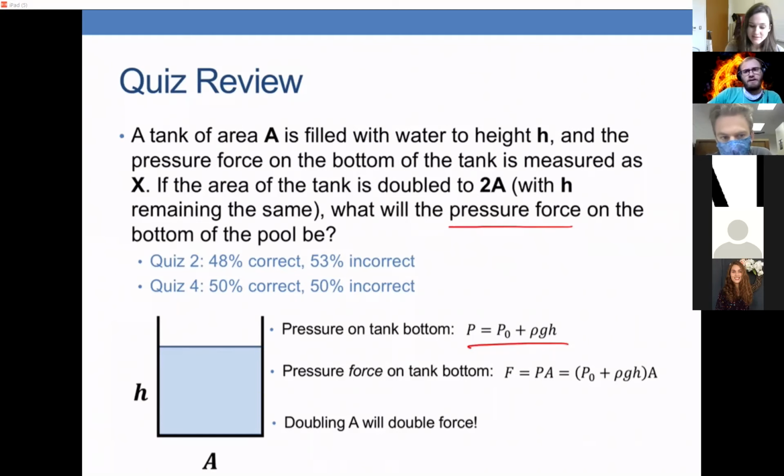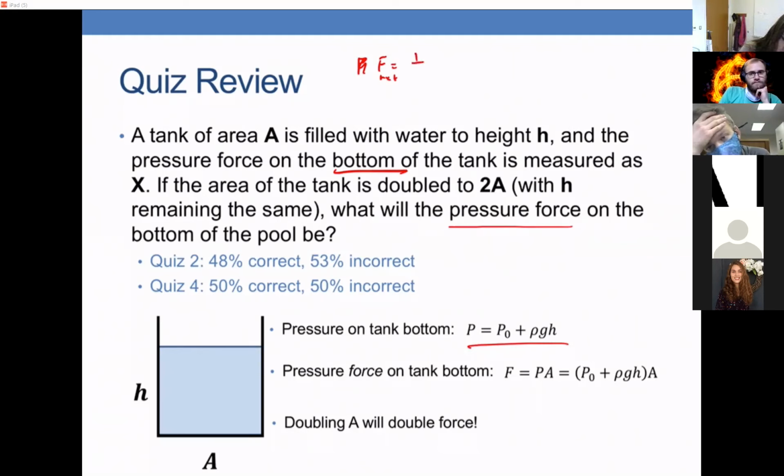Well, the question said the bottom of the tank. So if you read it carefully, you would have realized this. And also, even if it was on the wall, it would actually still be the same. So if we're talking about a rectangular wall, then the pressure force would be the net pressure force. So we're assuming atmospheric pressure is on both sides.